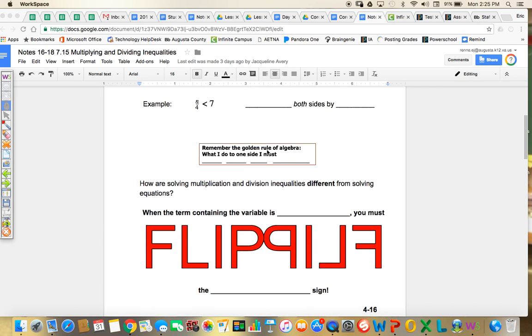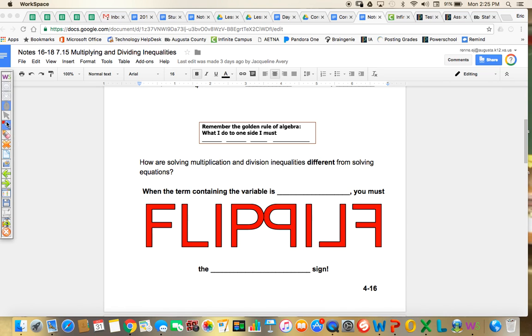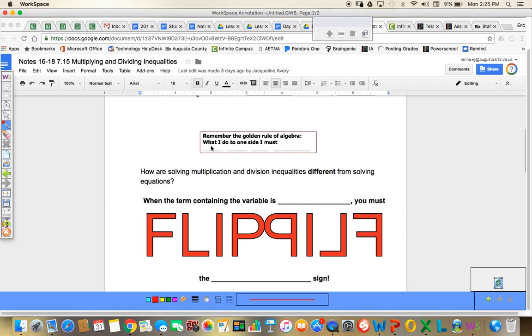Now, remember the golden rule of algebra. What I do to one side, I must do to the other.